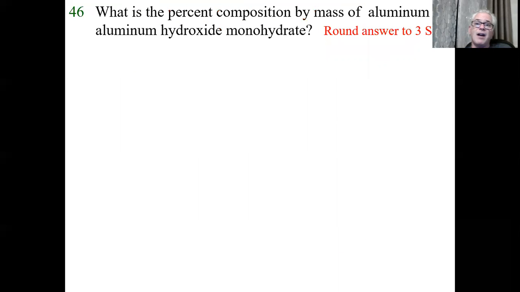Let's see what else we got. All right, this is a cool compound. Now, this compound is funky because it's got a really cool name, right? What is the percent composition by mass of aluminum in this stuff called aluminum hydroxide monohydrate? Now, if you didn't do the CuSO4 lab yet, you're not going to know what that means. So let's work on this formula.